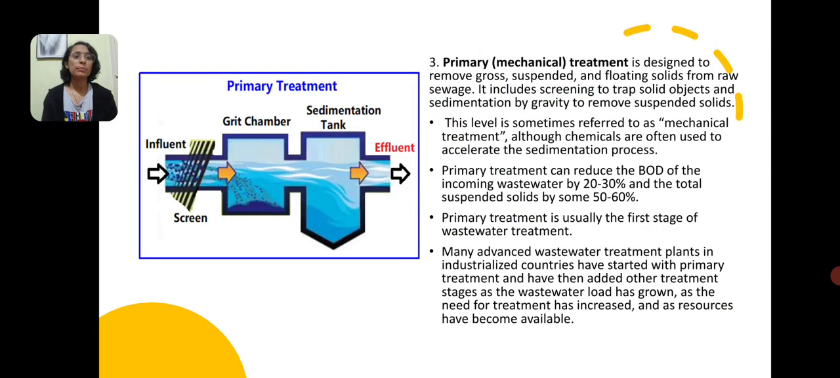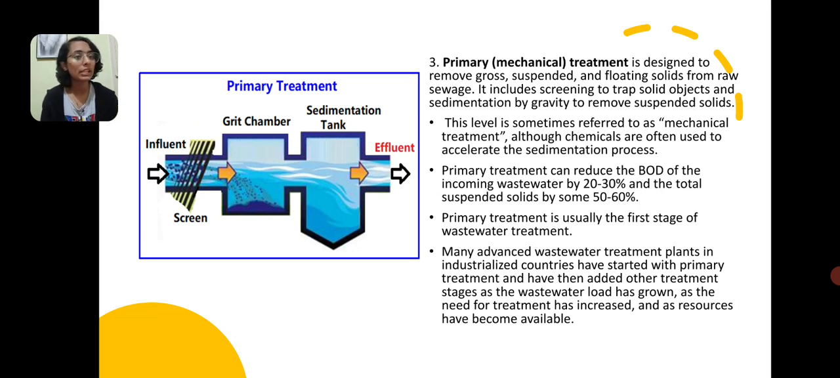For the first one, primary or mechanical treatment, it is designed to remove gross, suspended, and floating solids from raw sewage. It includes screening to trap solid objects and sedimentation by gravity to remove suspended solids. This level is sometimes referred to as mechanical treatment, although chemicals are often used to accelerate the sedimentation process.